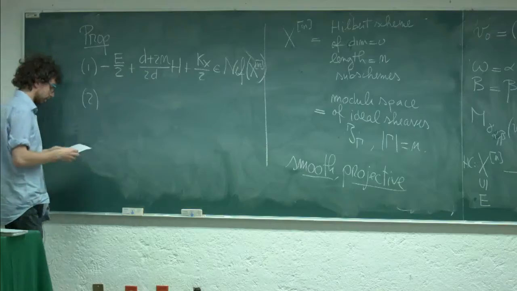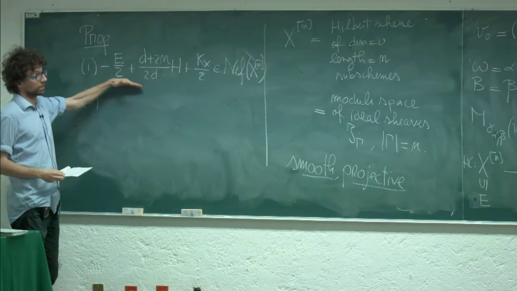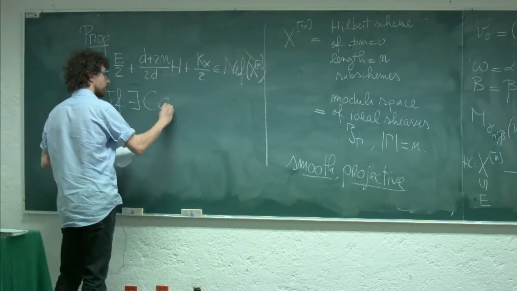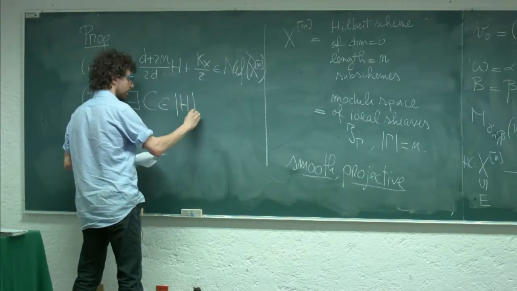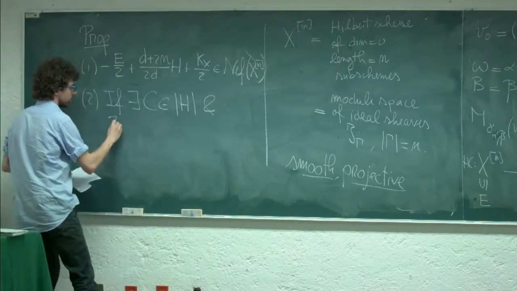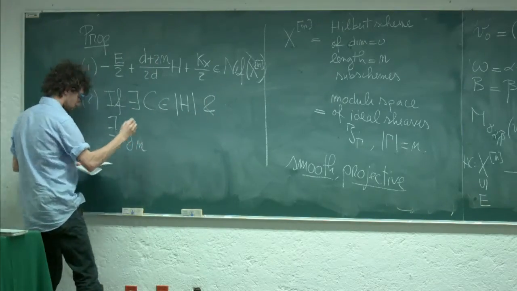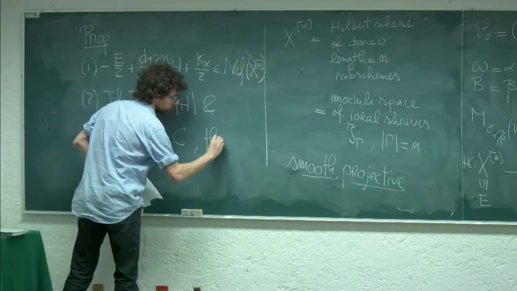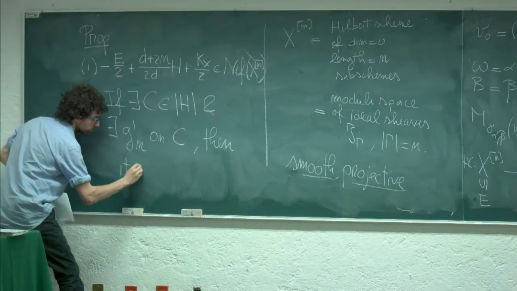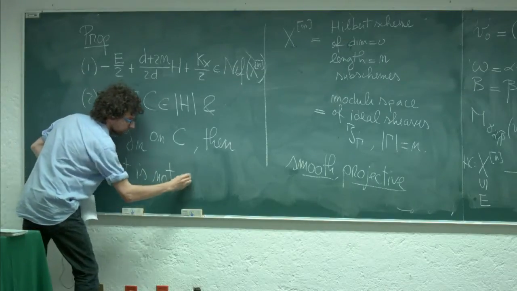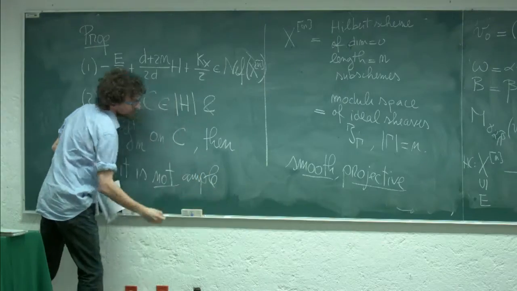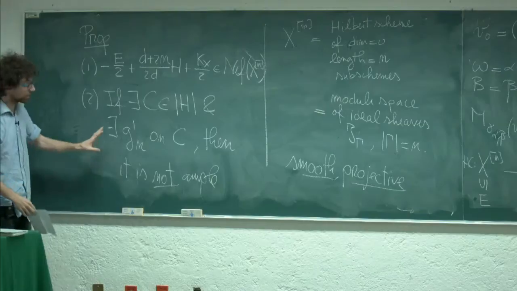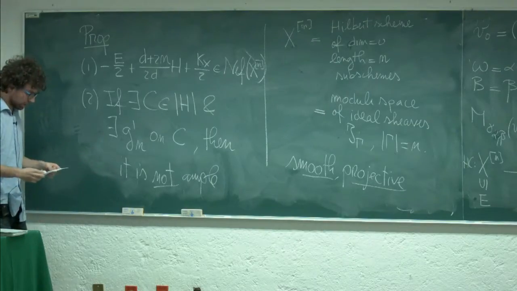And the second statement is that I can also tell you when this guy is going to be the boundary of the nef cone. So if there exists a curve in the linear system of H, and there exists a g^1_n on C, then it is not ample. And the interesting thing is that you can use stability actually to also say vice versa when there is a g^1_n. But anyway, only in some cases, for example, in K3 surfaces. Okay, so that's the theorem.